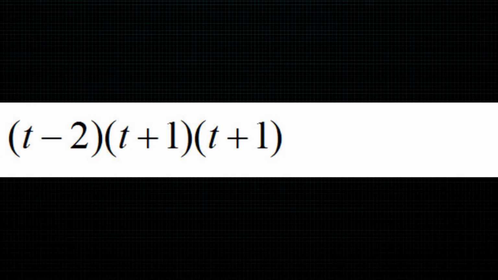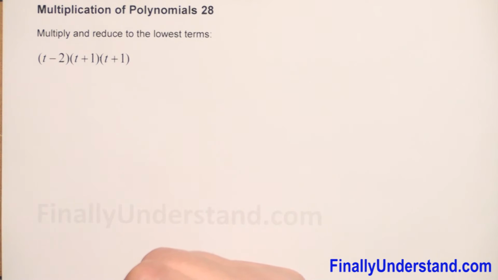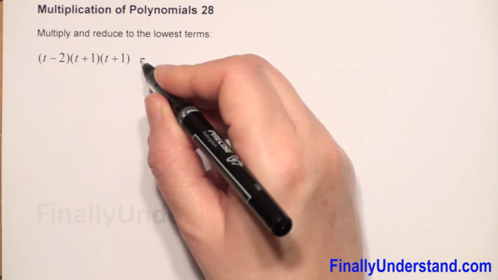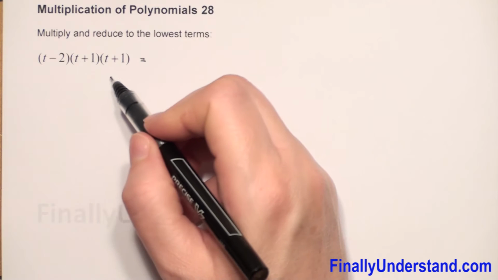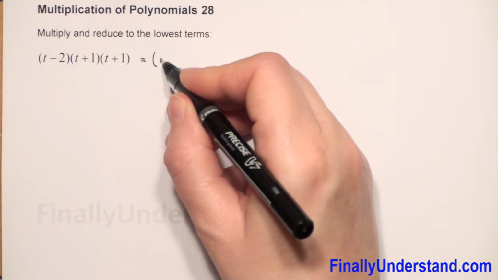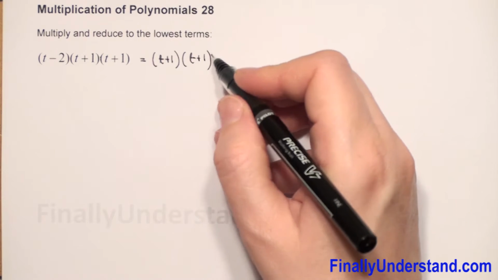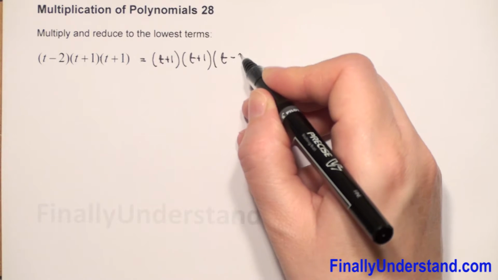We have multiplication of polynomials. Because we have multiplication, we can use the commutative property, and first we can rewrite our example. Because we have t plus 1 and t plus 1, I will write t plus 1 at the beginning, and next we have times t minus 2.